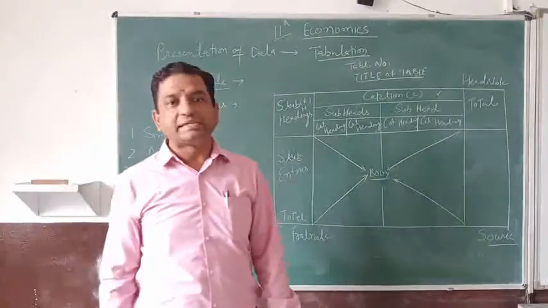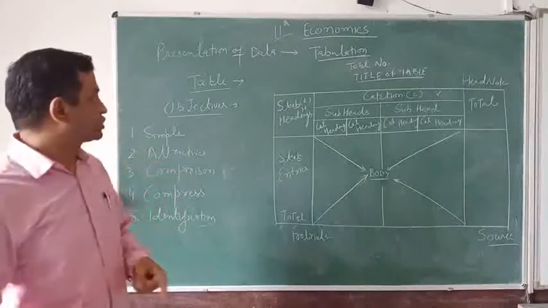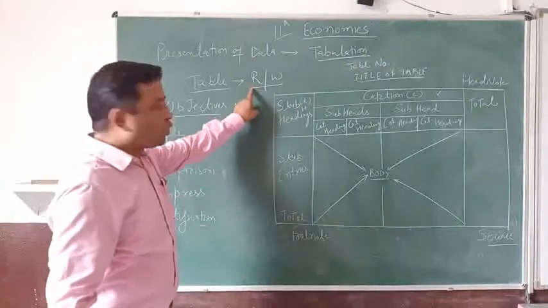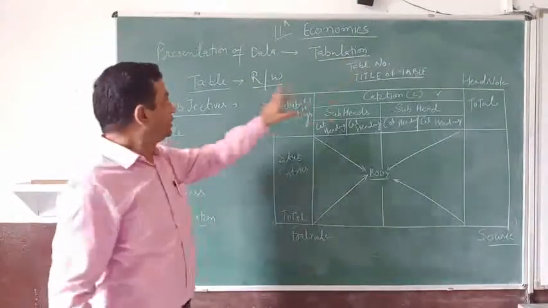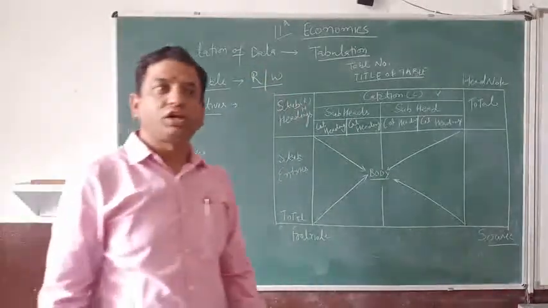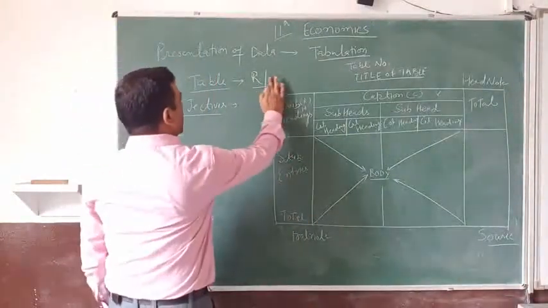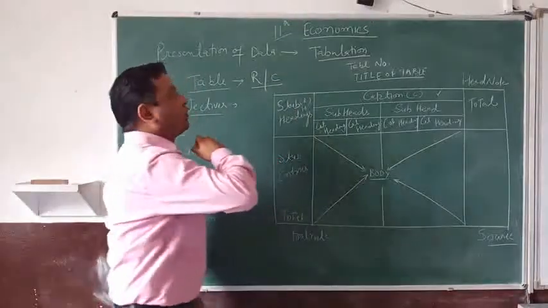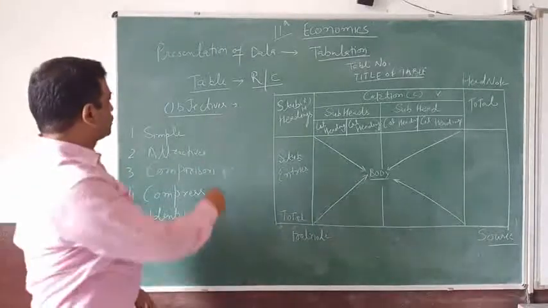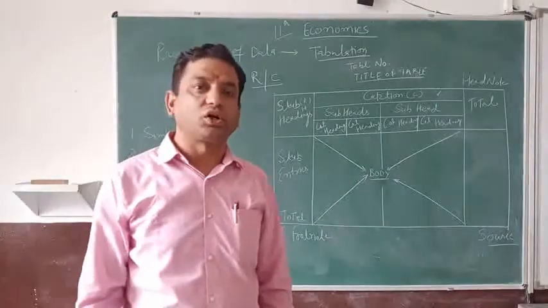Table may be defined as a systematic arrangement of data in form of rows and columns. If you are showing anything in rows and columns, then that we call a table. So the table is the combination of rows and columns, right? When you show that in a vertical and horizontal way, then we call it a table. So the next question, what are the objectives behind the tabular presentation of the data?